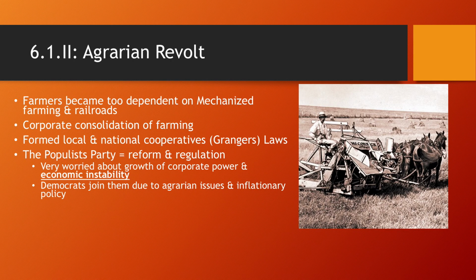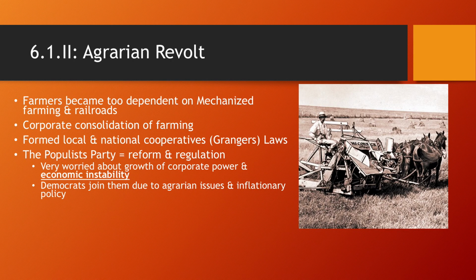They become very worried about the growth of corporate power and the economic instability. Remember, we have the Panic of 1873, or the Crime of '73, as the farmers called that. They begin to worry about the Panic of 1893. They have very specific issues about inflationary policy. They want to add silver to the system, 16 to 1. Remember that ratio, 16 ounces of silver to every 1 ounce of gold. They want more paper money. They want all this stuff working together.